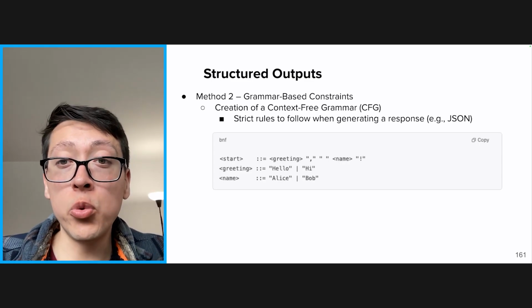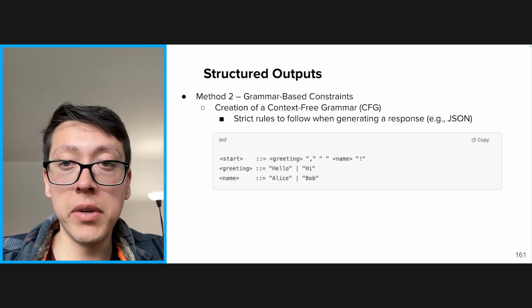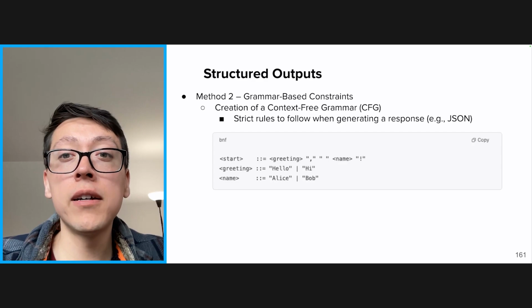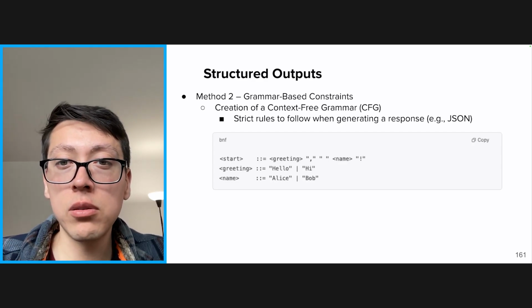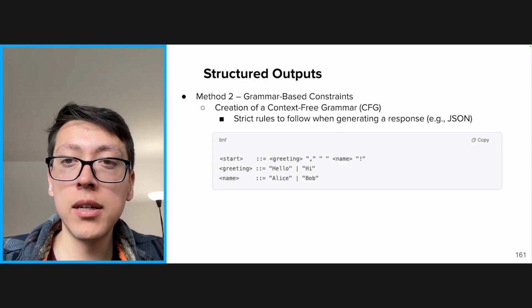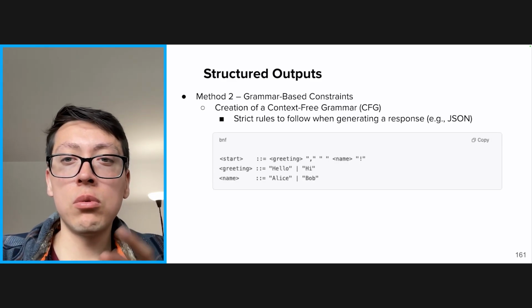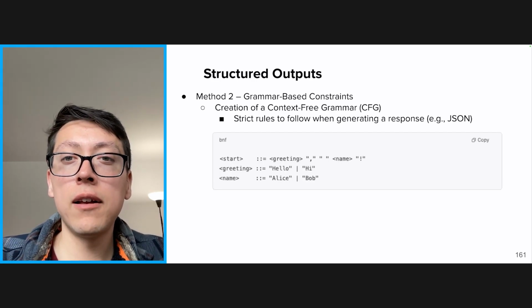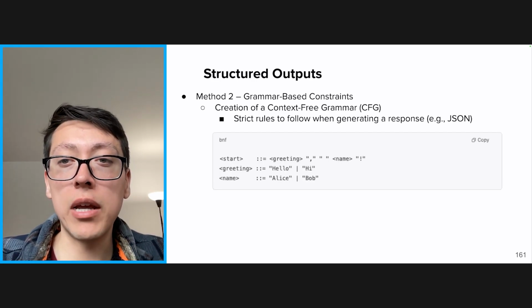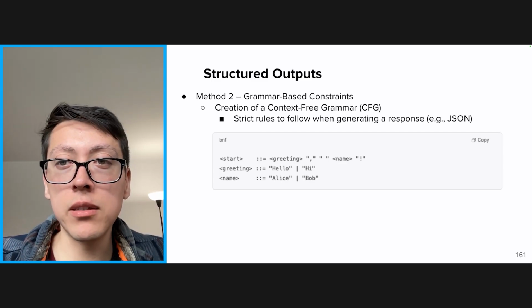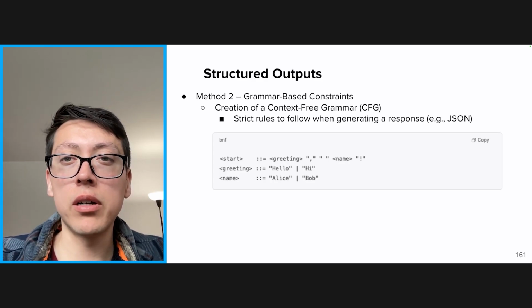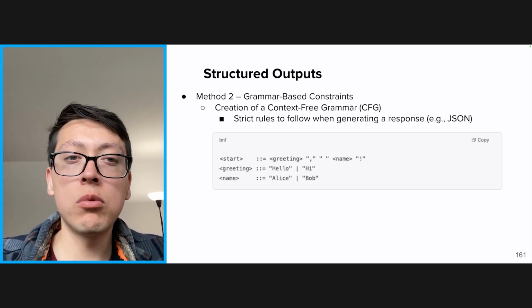Then the greeting is followed by a comma, then by a space, and then by a name. And then here name is also defined by two strings. So there's Alice and then there's Bob. The model will choose whatever has the highest probability, and then we will end the answer with the exclamation point. So this is what we call a strict rule or a context-free grammar to have an answer that follows exactly what we want to see in the answer.